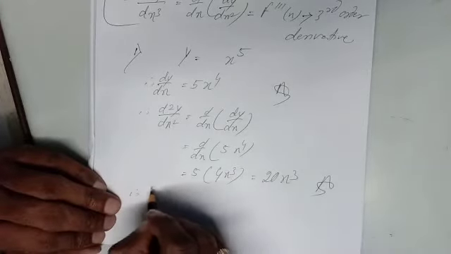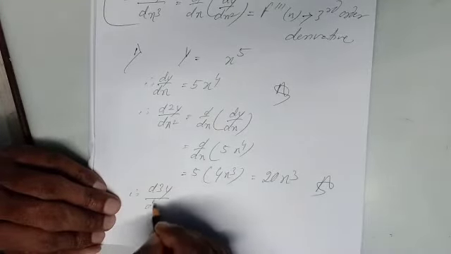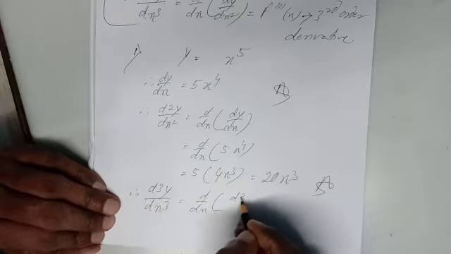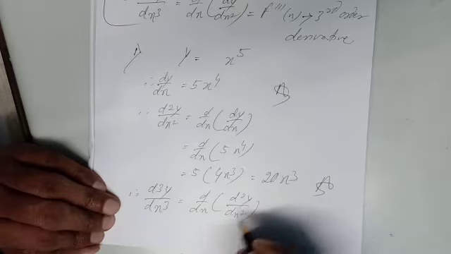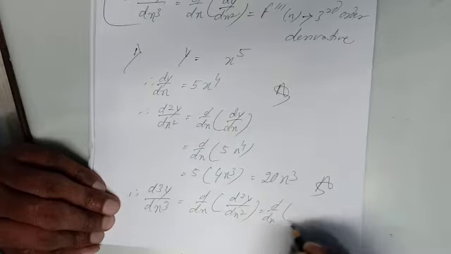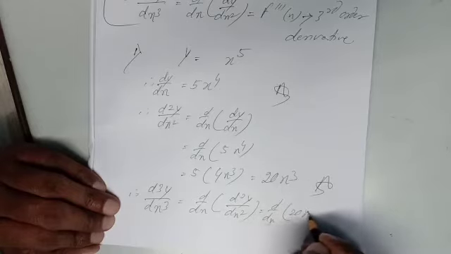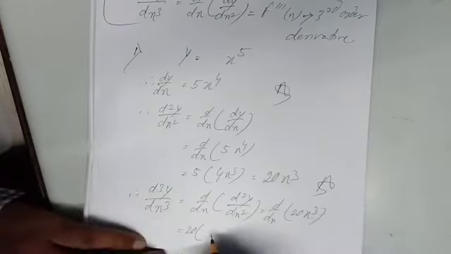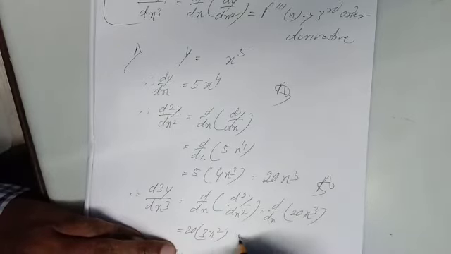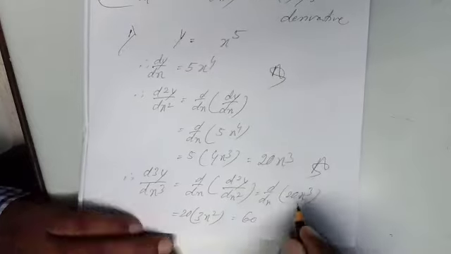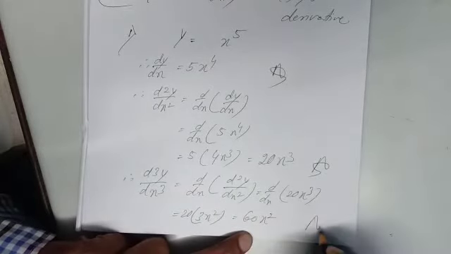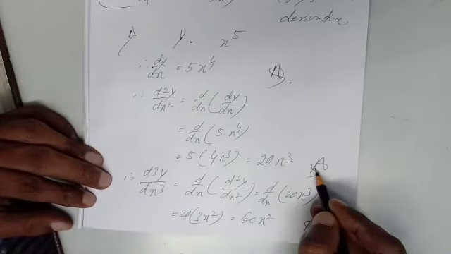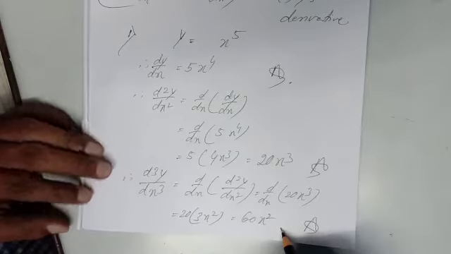Again, you can find third order also, d cube y by dx cube. Derivative of the second order derivative, that means d by dx of 20x to the power 3. The answer will be 20 here, and the x cube derivative will be 3x square. The final answer will be 60x square. This is the way of finding first order, second order, and third order derivative.